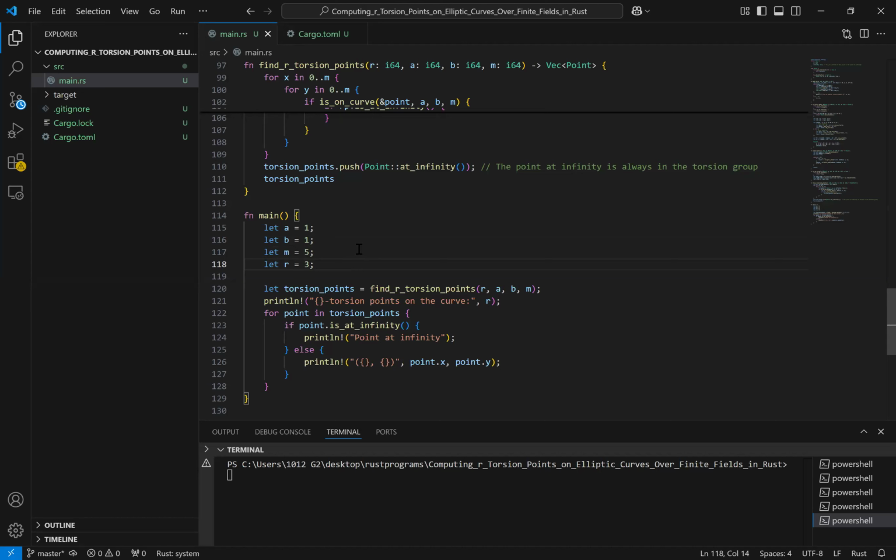Now I want this code to give me all the points on this elliptic curve, mod M, which when multiplied by 3 give me the identity. So I then run it.